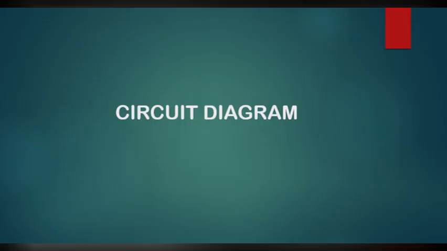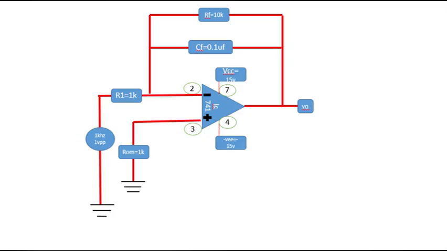Let us see the circuit diagram of integrator using op-amp IC741. This is IC741 with pin 2 as inverting input, pin 3 is non-inverting input, pin 4 is negative supply, that is minus VEE, which is minus 12 volt, pin 7 is positive supply, which is plus VCC and it is plus 12 volt, and pin 6 is output pin. This is the complete circuit diagram.